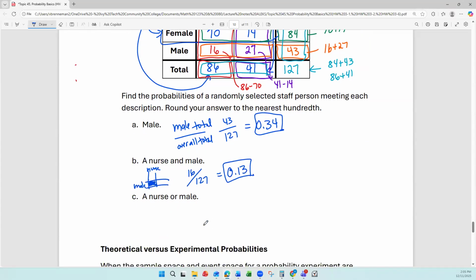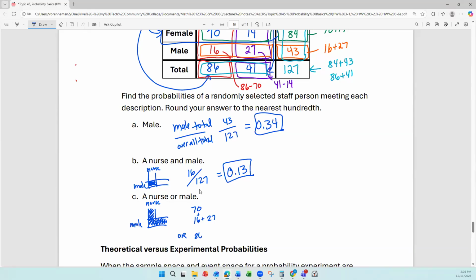A nurse or male is looking still at the nurse column and the male row, but everything in the nurse column, everything in the male row. So I grab this person. If I can say this person is a nurse, I'm good with that. If I can say this person is a male, I'm good with that. They're included. So that's the 70, 16, and 27. You can add those up.